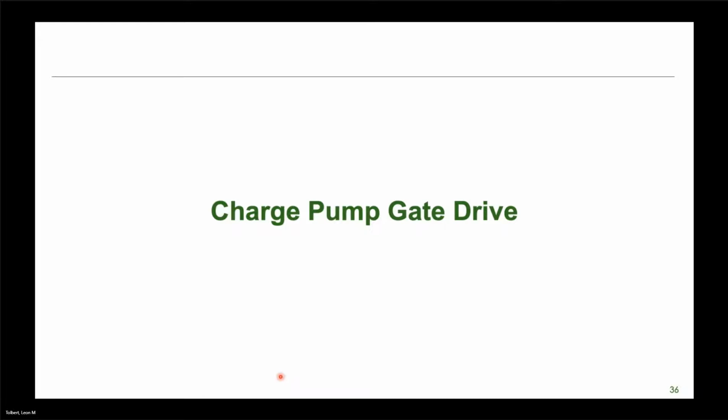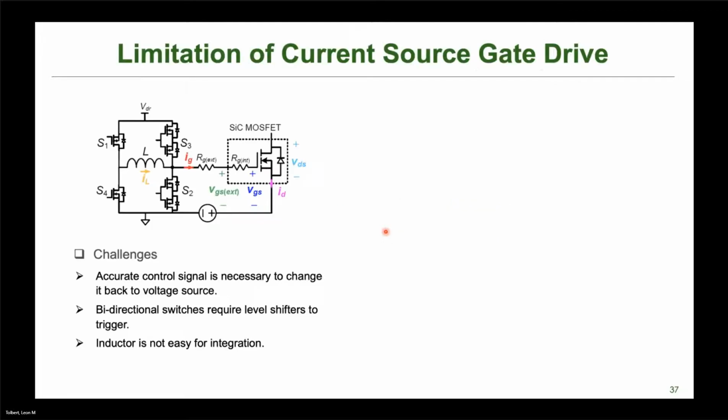So one of the things that Handong and myself had thought about was, can we do something else? And is there something further that we could look at in terms of gate drives that maybe doesn't have some of those disadvantages that we saw with the current source gate drive? So the next thing we looked at was what's referred to as a charge pump gate drive. So now we've looked at voltage source gate drive and a couple of options. We've looked at current source, and now we're going to look at charge pump gate drive.